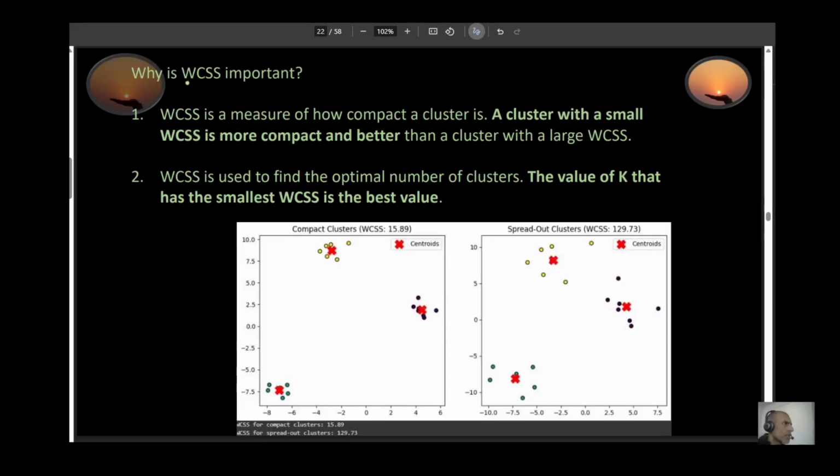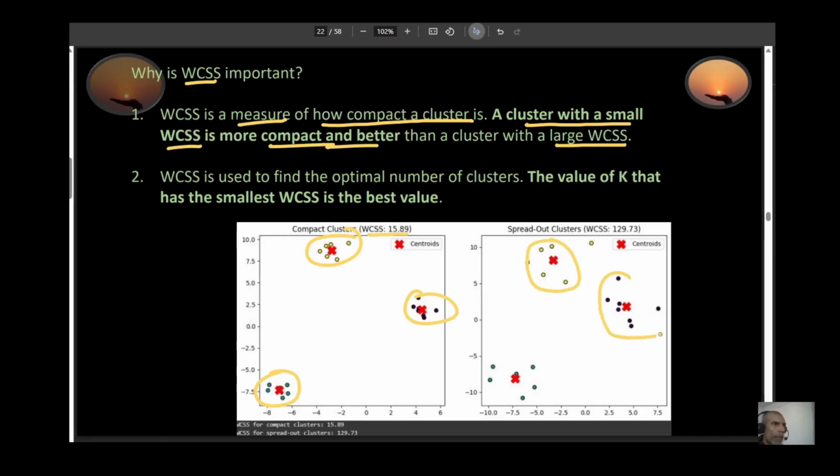So why is WCSS so important? Well, that's because it measures how compact your cluster is. A cluster that has a small WCSS is going to be more compact and better than a cluster with a large WCSS. Let's understand this through this example. In this particular instance, you can see that I have this cluster and this cluster, and they are more compact over here. Here my WCSS is 15.89. In this particular instance, again I have three clusters, but they are not very compact, they're loosely spread out. And here my WCSS is 129.73, a big number over here, a smaller number over here.